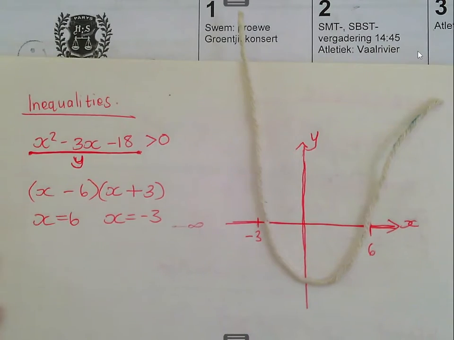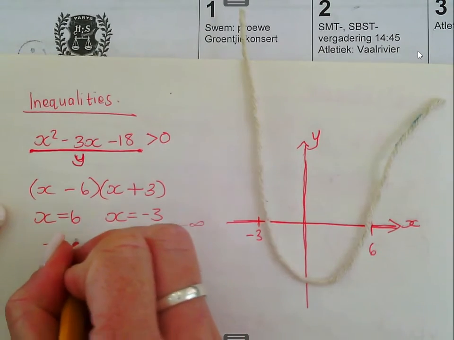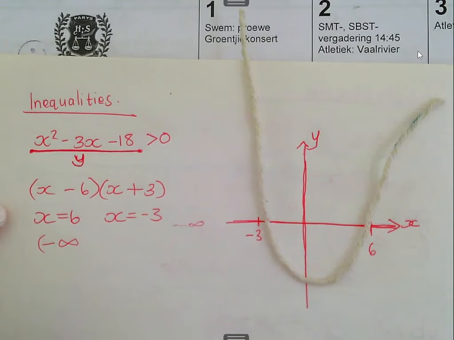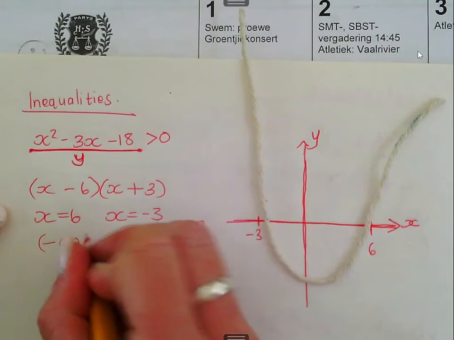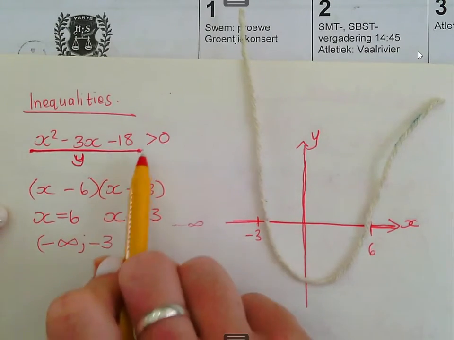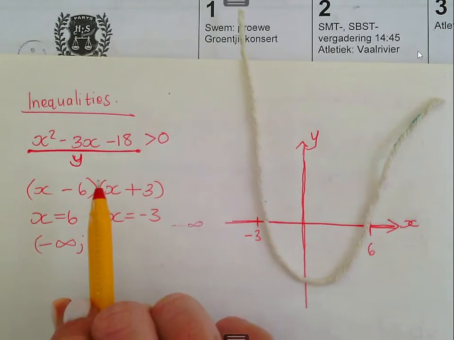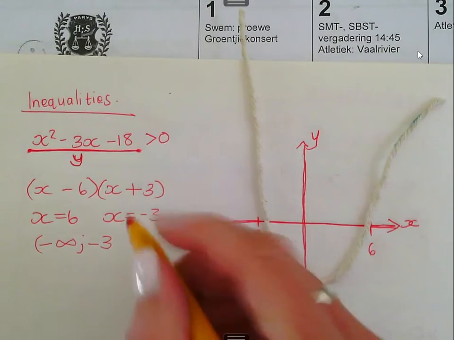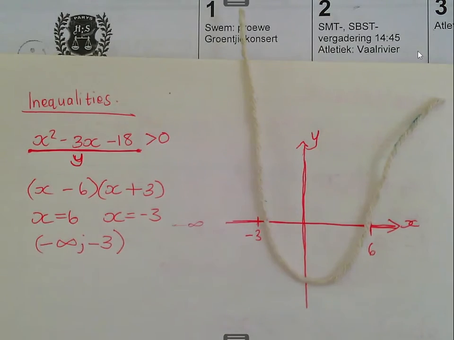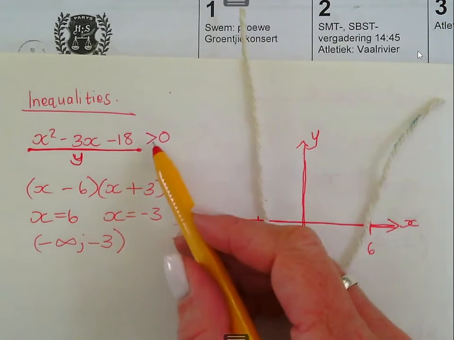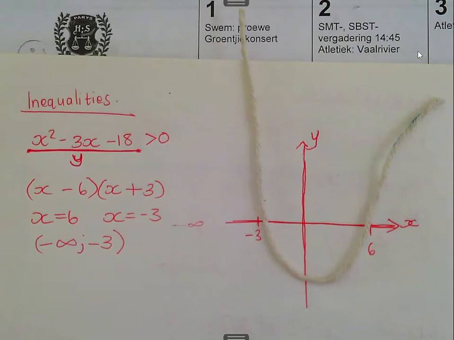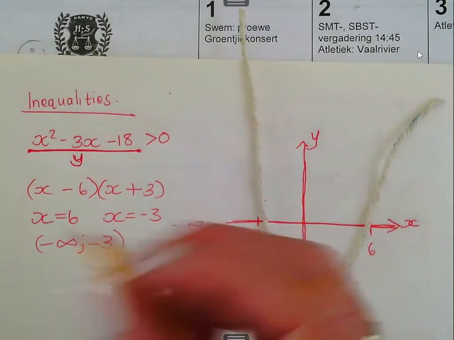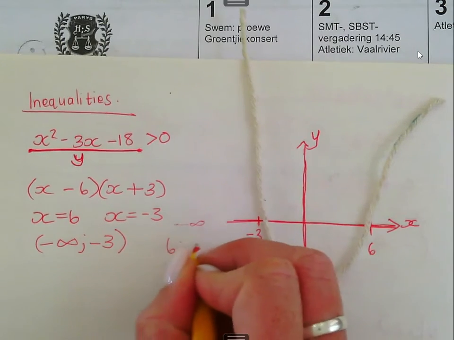Now there are two notations that we can use. We can either say negative infinity not included, because you never include negative infinity because it's not a specific number, up to negative 3. So the question asks, where is it greater than 0? So should I include negative 3? No. Because at negative 3 it's equal to 0. If that thing was asked greater than or equal to, then you would include negative 3 with a block bracket. And then 6 to infinity.